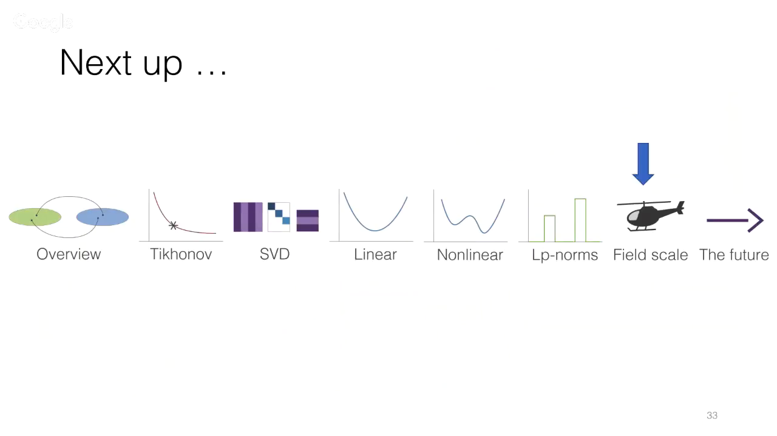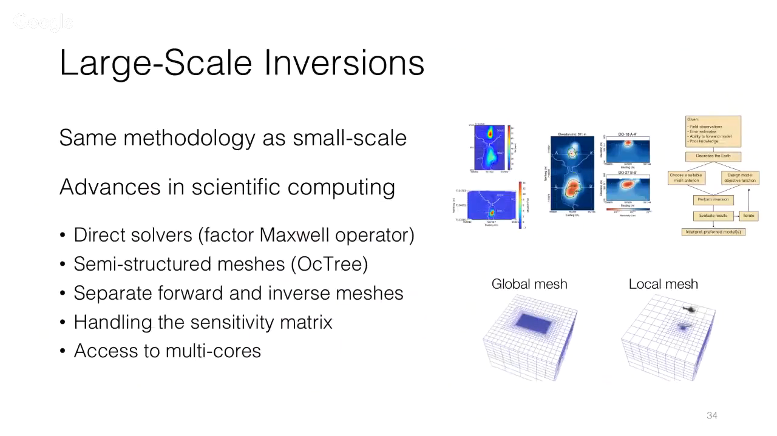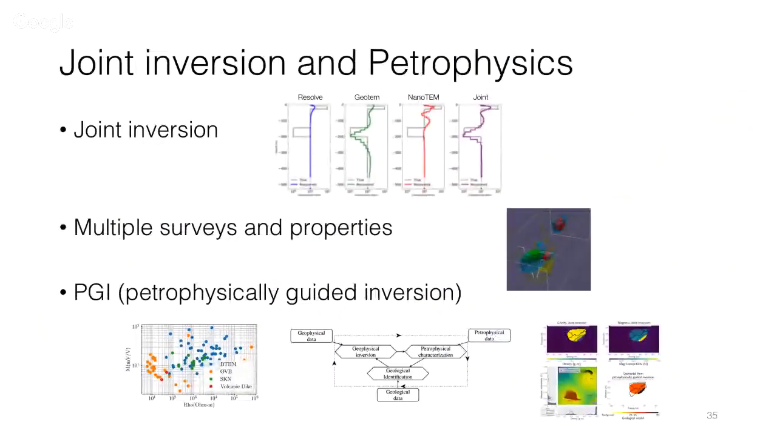For the field scale, I think the big takeaway message is that even with a big problem, the things that we've done for our nonlinear problems are completely applicable. So we go through the flowchart. It's fine. The thing that really makes it work are these advances in scientific computing, and in particular the separation of local and global meshes, access to multi-cores, and handling sensitivity. Put them all together and solve big problems.